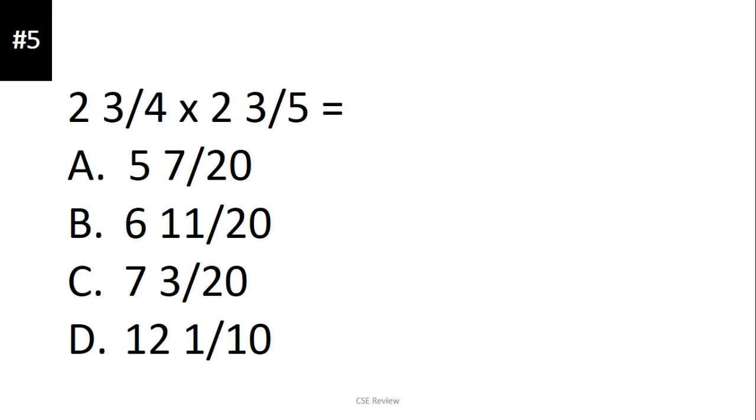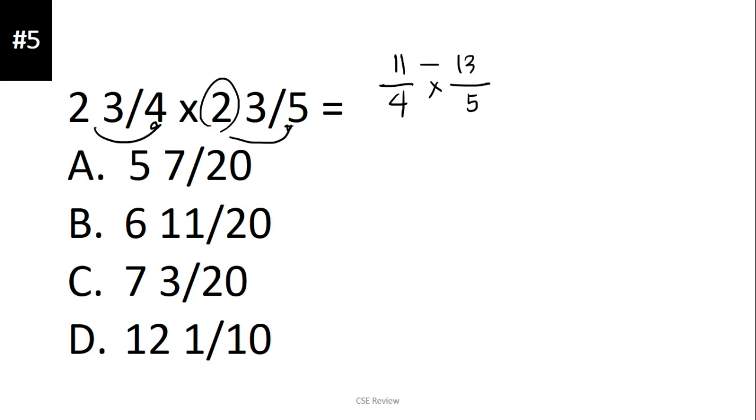Number 5, 2 and 3 fourths times 2 and 3 fifths. So, pagdating sa ganito, the best thing that you could do would be to convert these into improper fractions. So, yung 2 and 3 fourths, 2 times 4 is 8 plus 3, that's 11. 11 over 4 times 2 times 5 is 10 plus 3 is 13 over 5.